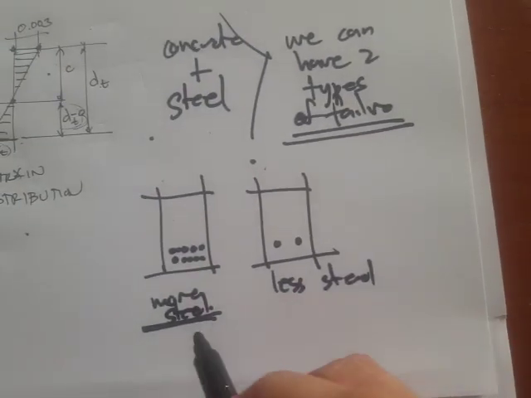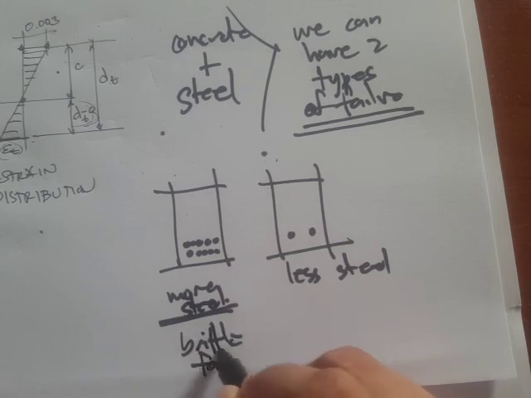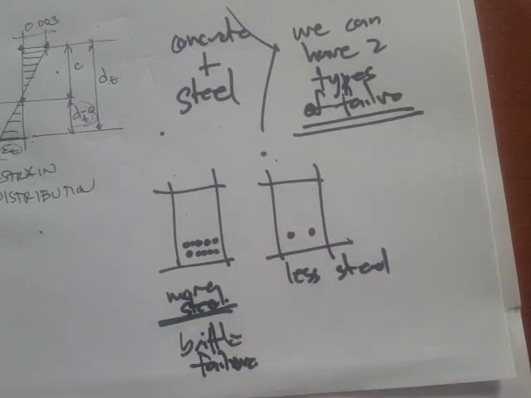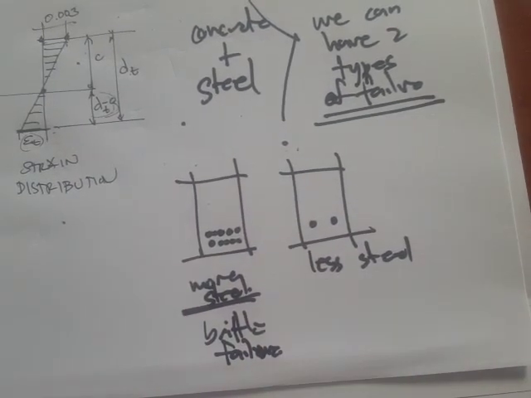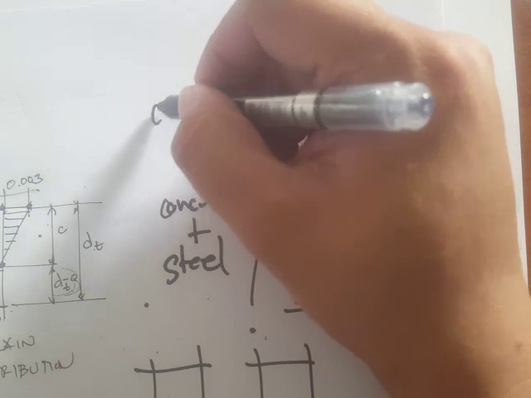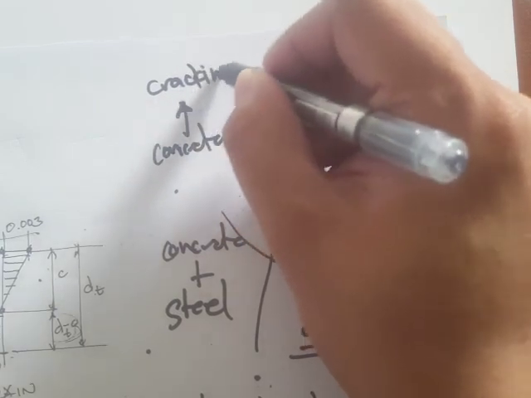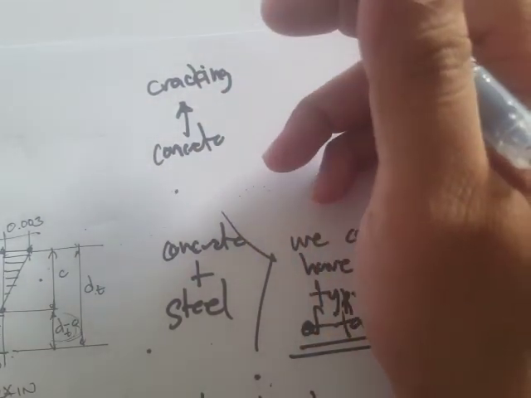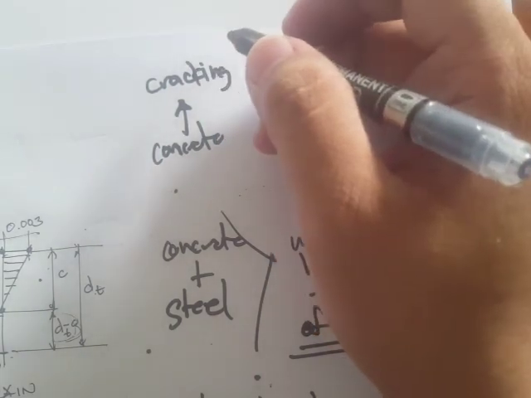So if you have more steel, then the behavior of the beam failure would be something like a brittle failure, because the failure of the beam is cracking. The failure for concrete is cracking. So that's brittle failure without giving any warning. You can't see much deflection. You'll just have a rupture.